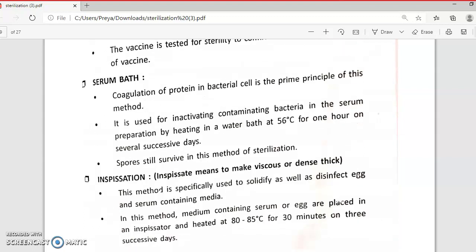Now next is the serum bath. Serum bath means coagulation of protein in the cell is the main method here, right? It is used for inactivating the contaminated bacteria in the serum. If there is contamination in the serum, just like above where there was contamination in the vaccine, so the vaccine bath, in the same way.